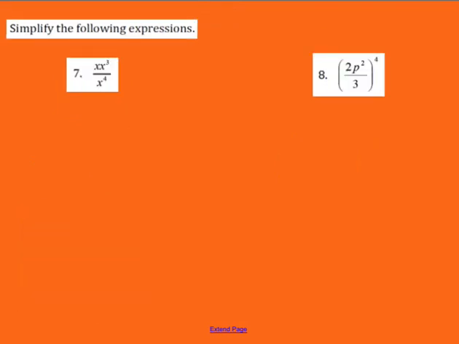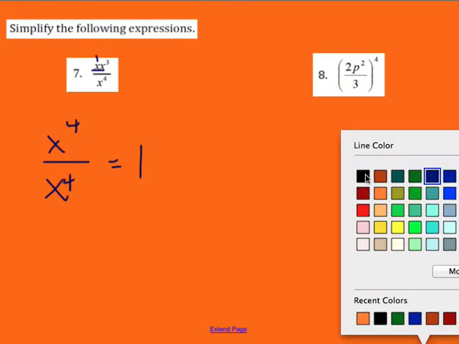Let's take a look at number 7. What I want to do first is simplify my x's. I have x to the first times x to the third. I'm going to start by simplifying the numerator. On the numerator, x to the first and x to the third are being multiplied, so we add their exponents to get x to the fourth. Then they're being divided by x to the fourth. Here I have x to the fourth over x to the fourth. Since they're the same exponent, they're going to reduce to 1. So when you divide them out, you get 1.